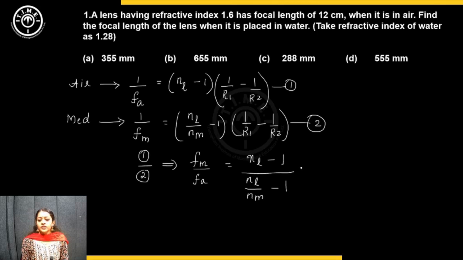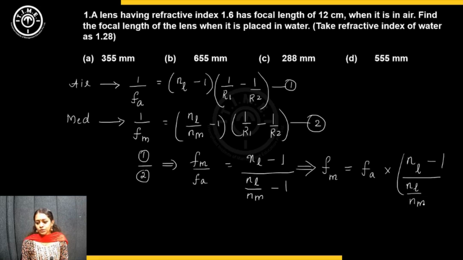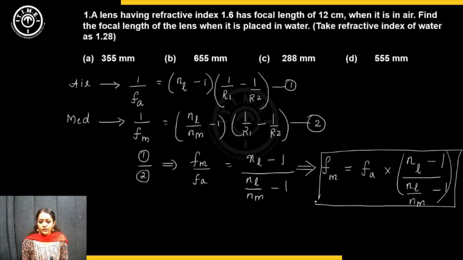So from here you can write the equation to find the focal length of the lens in the medium as Fm = Fa, that is the focal length in air, into (refractive index of lens - 1) divided by (refractive index of lens with respect to the medium - 1). So you can keep this equation as a shortcut equation for solving these kinds of questions.